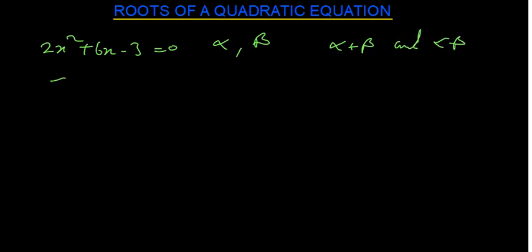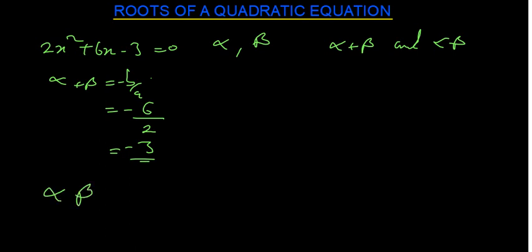Now we know that alpha plus beta is negative b over a. Our b in this case is 6, then our a is 2, so that will be negative 3. And then our alpha times beta, we know that it is c over a. Our c in this case is negative 3, our a is 2. Okay, so we have found the values. Then the next question said find the value of 2 alpha power 3 plus 2 beta power 3.